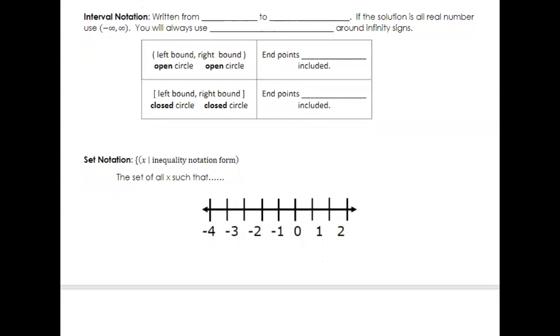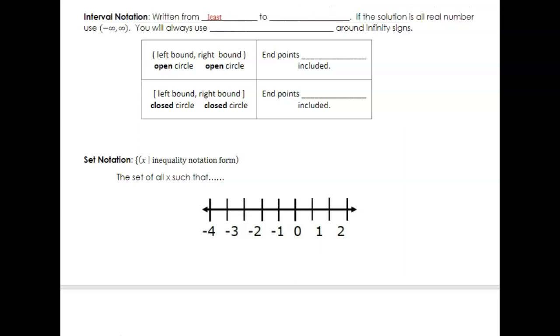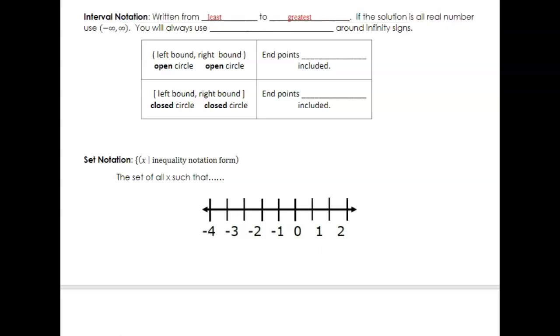Interval notation. Interval notation is always written from least to greatest. And if you know anything about domain and range, that is also least to greatest. If the solution is all real numbers, so all real numbers is that double bar R, then you want to use this. All real numbers means from an arrow to an arrow. And if you've got arrows, that means it's going to infinity in both directions, in the negative direction and the positive direction. You'll always use parentheses around the infinity sign.